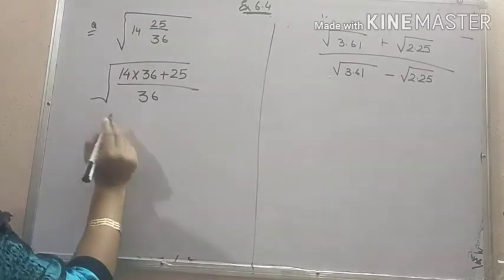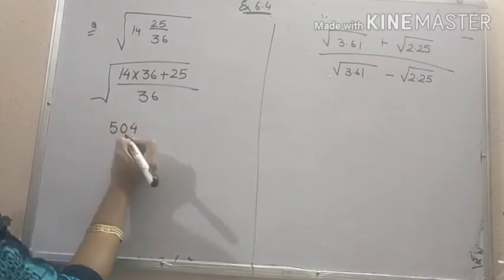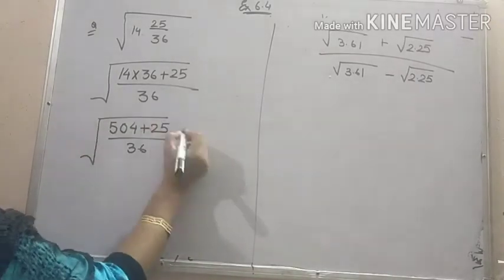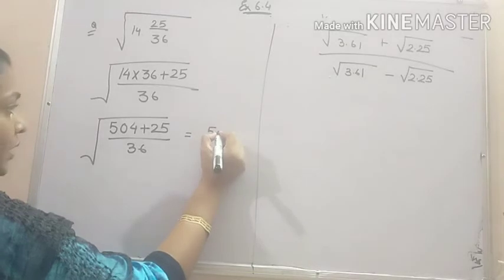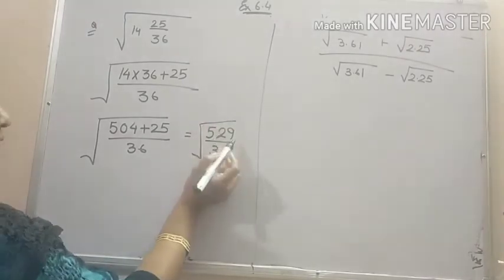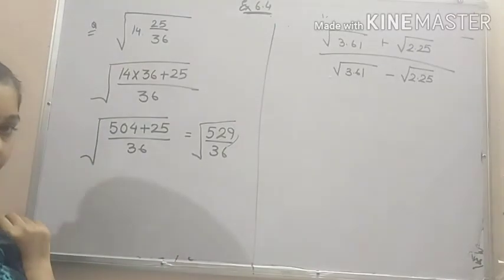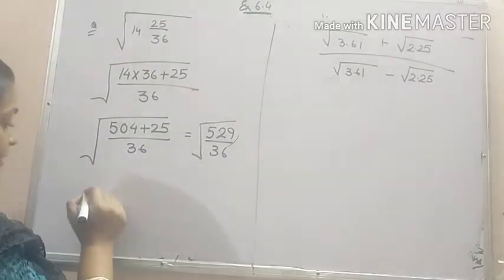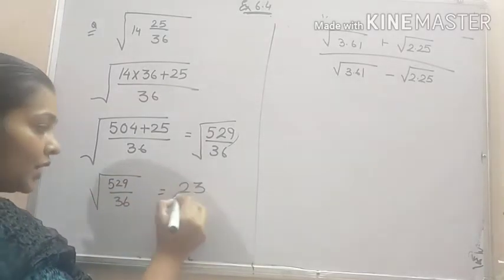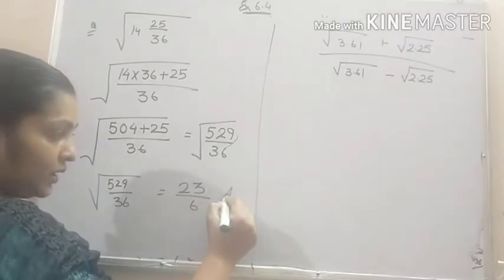When you multiply 14 into 36, you will get 504. It will be equal to 529 upon 36. And we know that 529 is the square of 23 and 36 is the square of 6. So under the root, 529 upon 36 is equal to 23 by 6. If you want to convert it into decimal, you can; otherwise you can leave it over here.